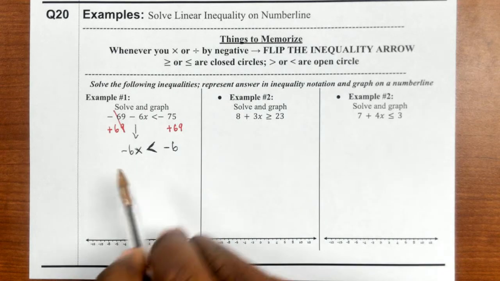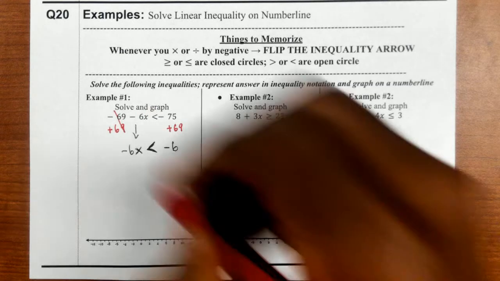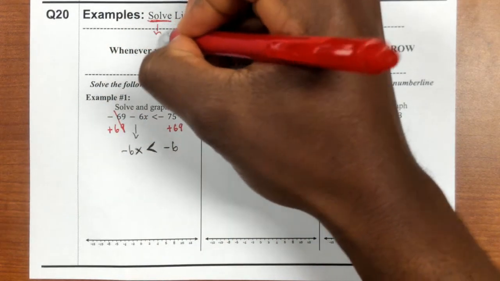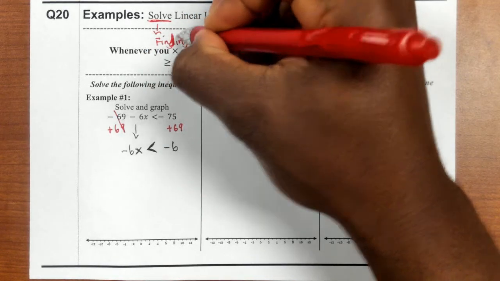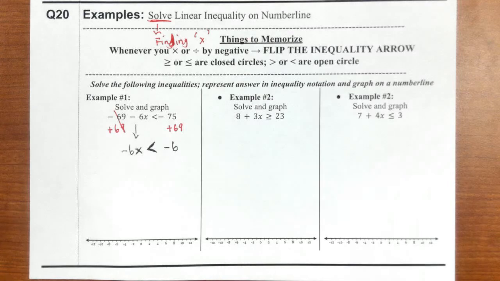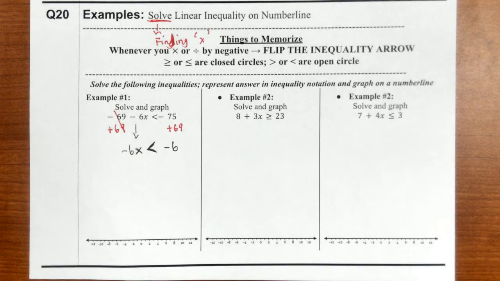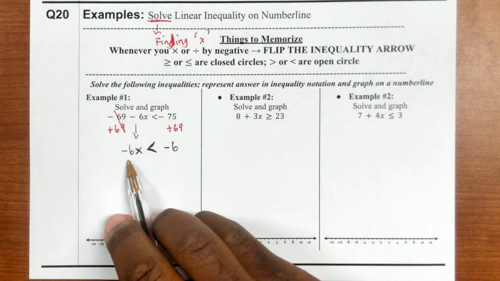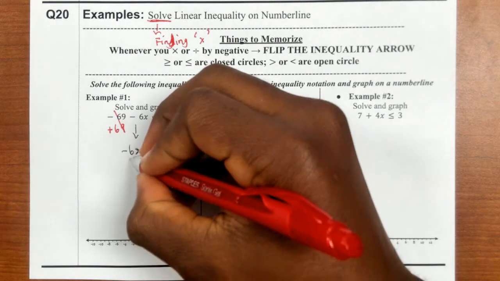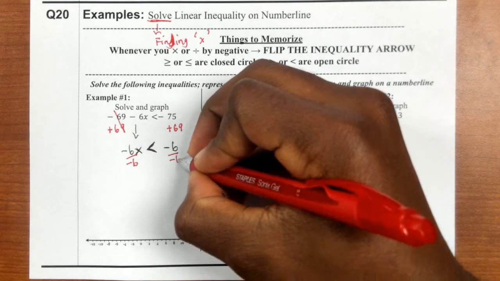Now I'm going to try to isolate my x because, again, when the question tells you to solve, solve means that you're finding x, or finding something that's missing. In this case, you're finding x. So I need to isolate x, but this x is attached to negative 6. Whenever you're attached to something, that means you're multiplying. So to get rid of multiply, you would divide. But guys, look, you're dividing by a negative 6.